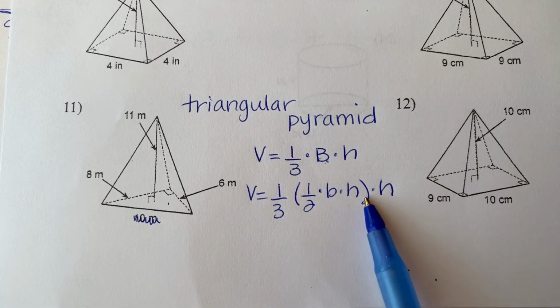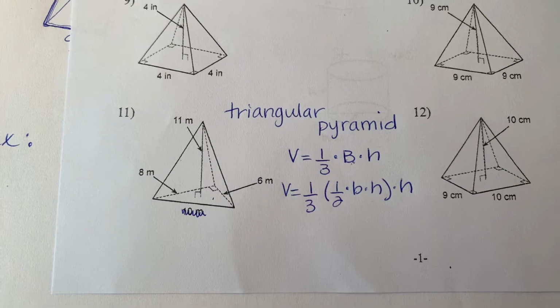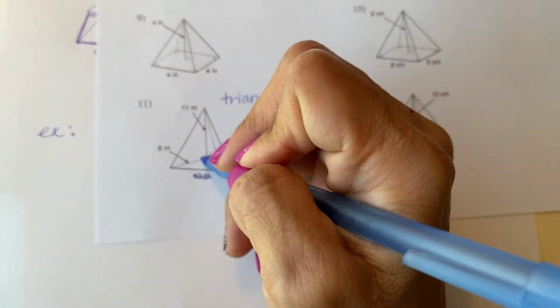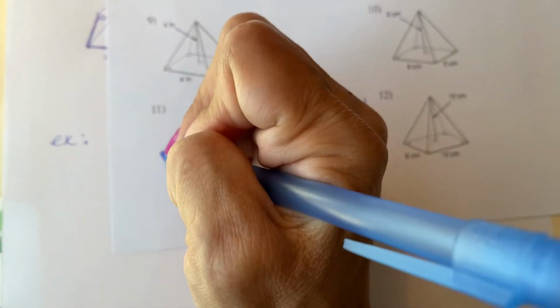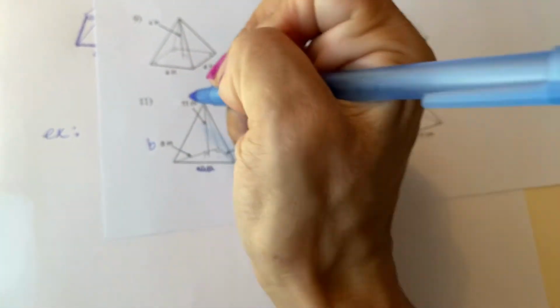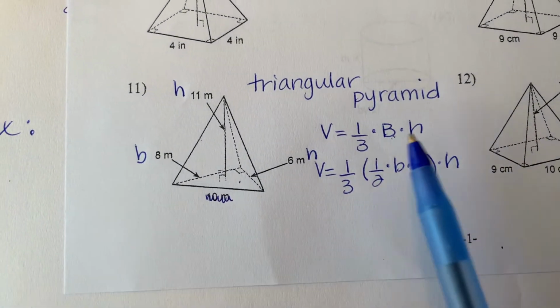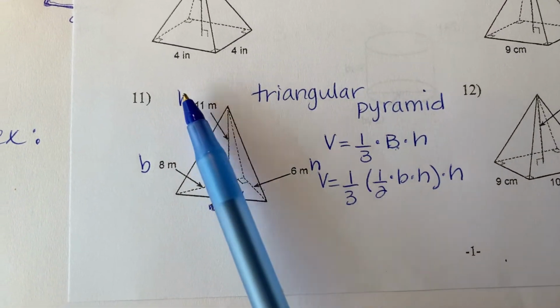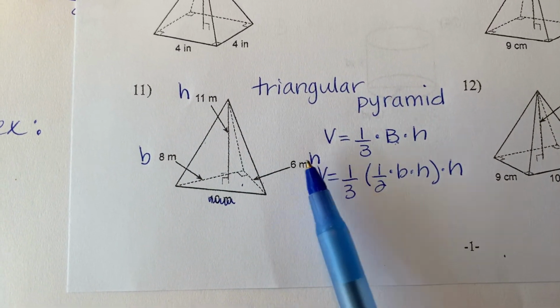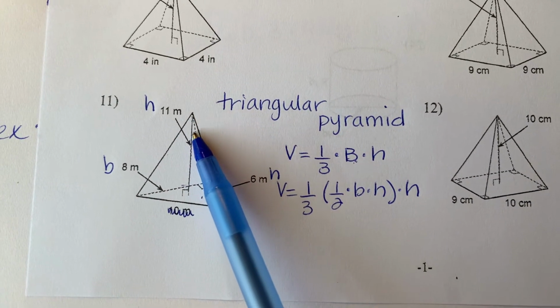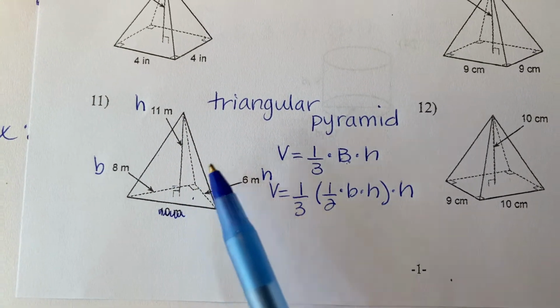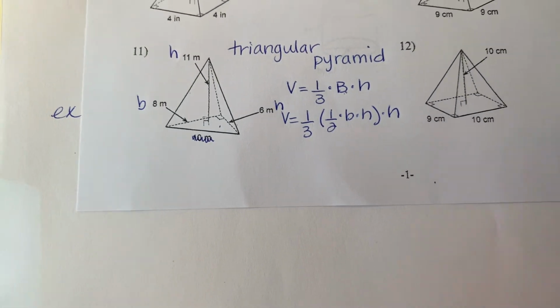1/2 base times height. So now if I go ahead and label these, it doesn't matter for here which one is the base and which one's the height. So I make this the base and this the height, and this 11 the height of the pyramid. Remember the fact that there's two heights, don't let it confuse you. This height has to do with the triangle. This height is the height of the pyramid. Okay, so now you throw the numbers in.